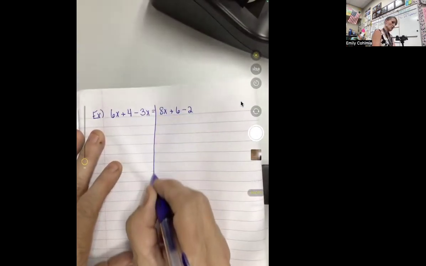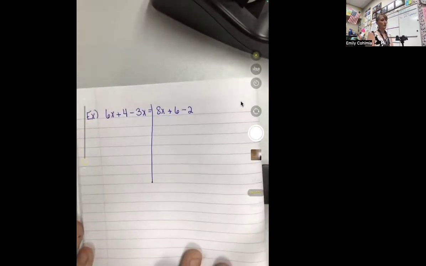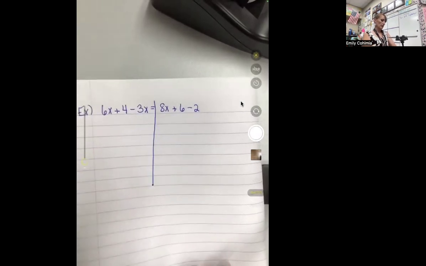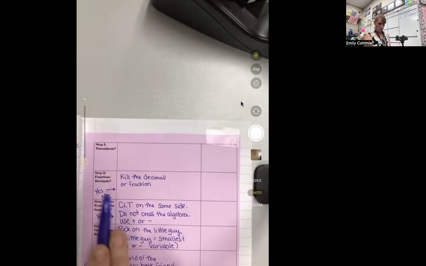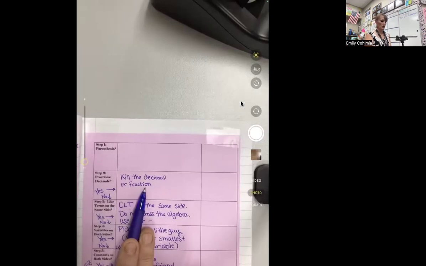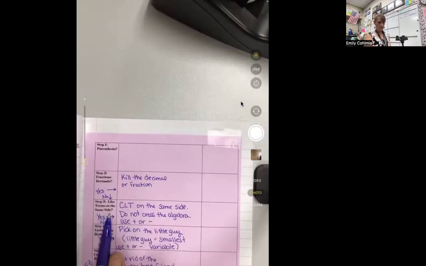So first things first, always have the algebra wall. And so I'm going to come over here to, in case we don't remember, so do we have any decimals or fractions? No, we did not. So we don't have to worry about that one. We can go on to step 3.